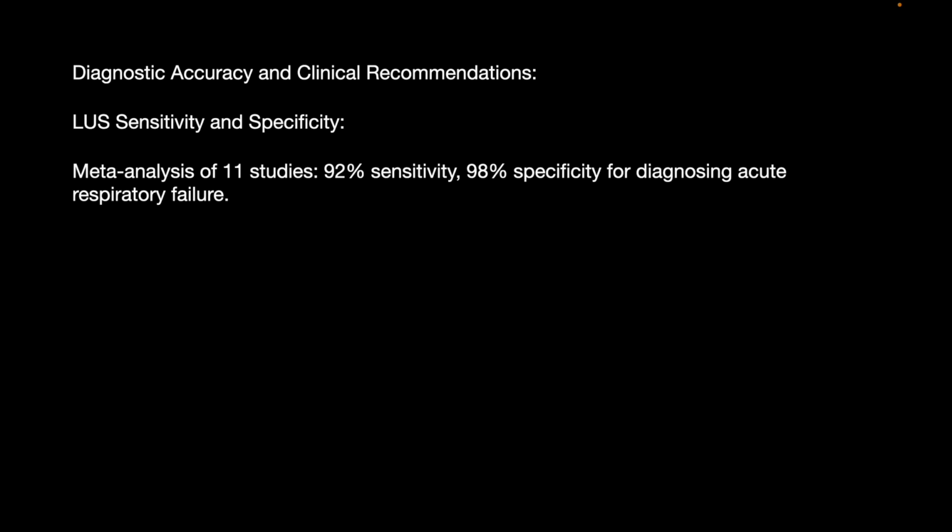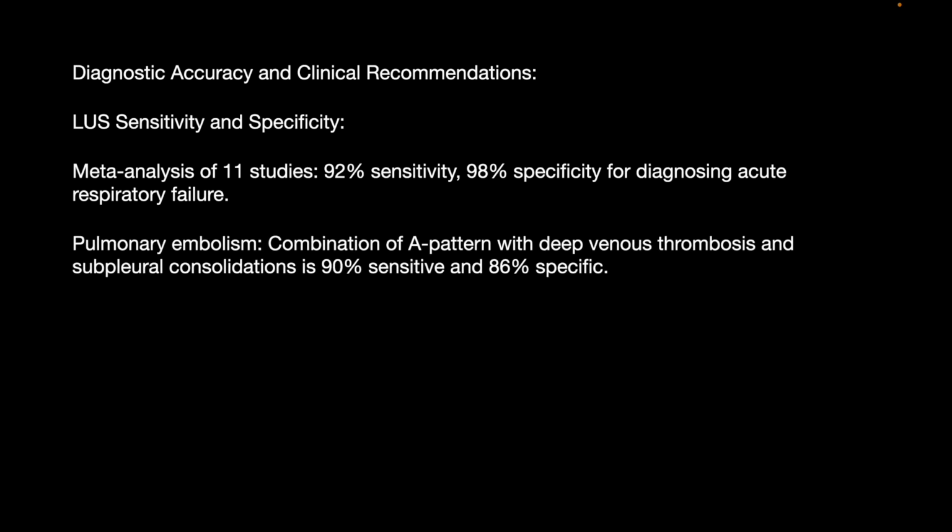Now, the diagnostic accuracy of all this, based on various meta-analyses, is around 92% for sensitivity and 98% specificity. So when you do find a lesion, it is quite specific. But if you don't, that doesn't mean that particular disorder is not there. For pulmonary embolism, the combination of the A pattern with DVT and subpleural consolidation is again 90% sensitive, 86% specific.